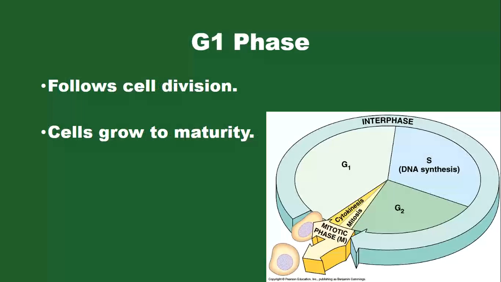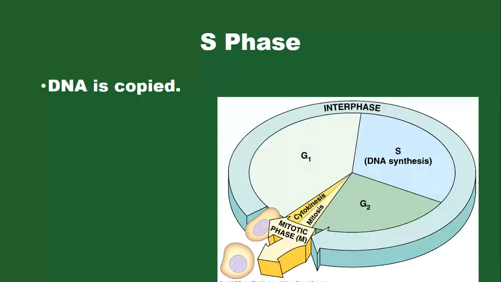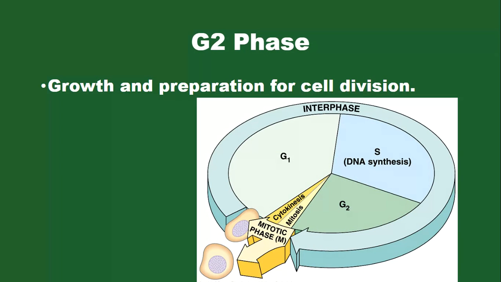During the G1 phase, this is when it is newly formed. It's right after the new cell has been created. This is where the cell grows and matures into a new cell. In the S phase, this is where the DNA gets copied. And then the G2 phase is where it gets ready to perform cell division and create new cells.